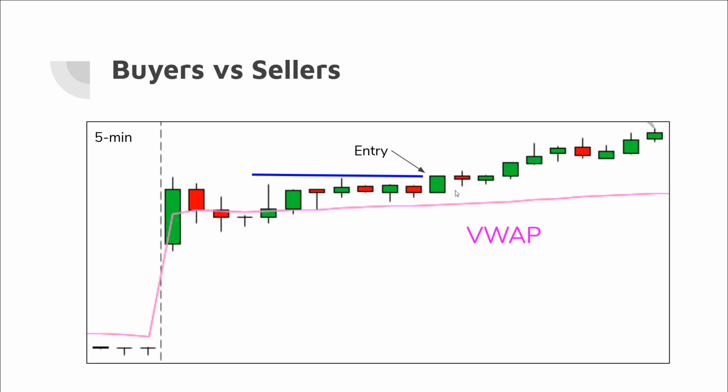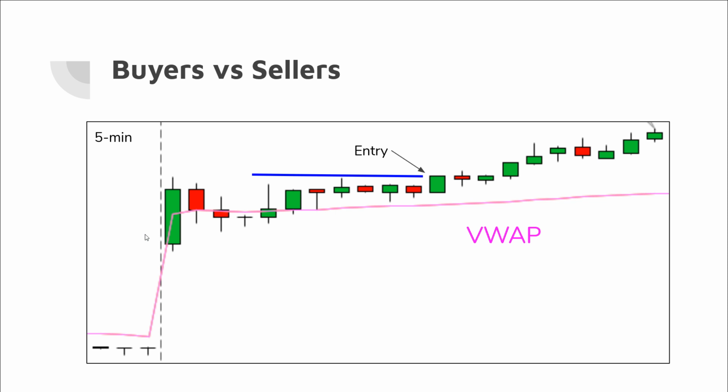What I outlined here is just a 5-minute breakout. I've removed all other moving averages so there's no confusion, and every chart is a 5-minute. All the pink lines you're going to see are the VWAP. This was also a gap up. You'll see that a lot of these plays will be in line with the gap.